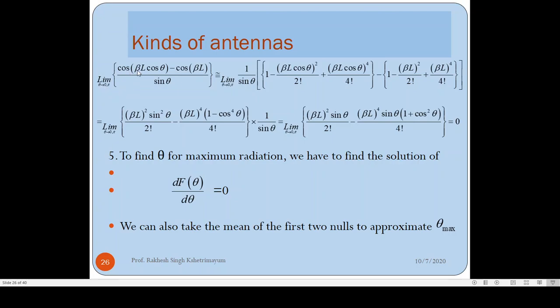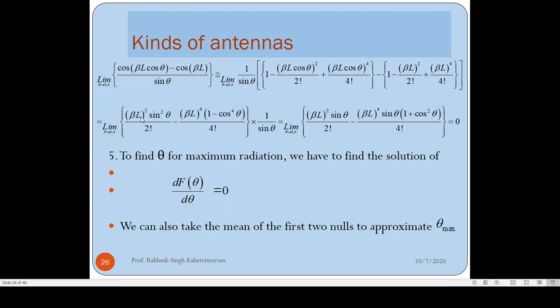What we have here is capital F theta is cos of beta L cos theta minus cos of beta L by sine theta. So now you can have an infinite series expansion for cos of beta L cos theta, which is basically 1 minus (beta L cos theta) whole square by 2 factorial plus (beta L cos theta) to the power 4 by 4 factorial, minus what is cos of beta L? Cos of beta L is 1 minus beta L square by 2 factorial plus beta L to the power 4 by 4 factorial, and so on. We'll have higher order terms here, I've neglected them. So in that case, you can simplify it, combine these terms. What you get is limit theta tends to 0 or pi.